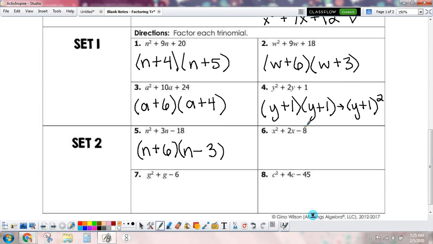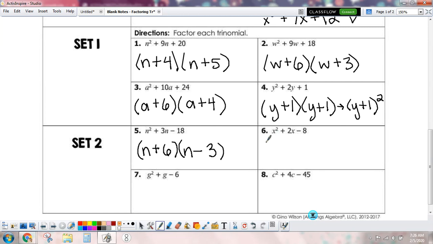So for number 6, we're looking for numbers that multiply to get negative 8 and add together to get 2. So for negative 8, I know that I can get 8 times 1 is 8, and 4 times 2 is 8. But I need something to add together to get 2. I know 8 and 1, there's no way I can make that equal 2. But 4 and 2, I can figure out a way to get that to be a positive 2, with one of those being negative. So if I want to get a positive 2, I want my bigger number to be the positive one and my smaller number to be the negative one. So if I'm using 4 and 2, I'm going to have a positive 4 and a negative 2 to make this work.